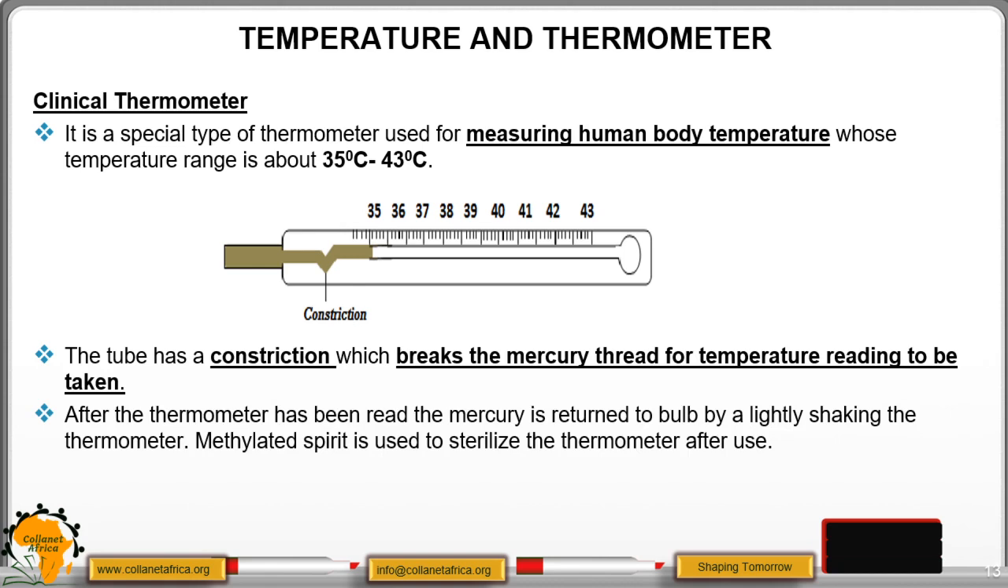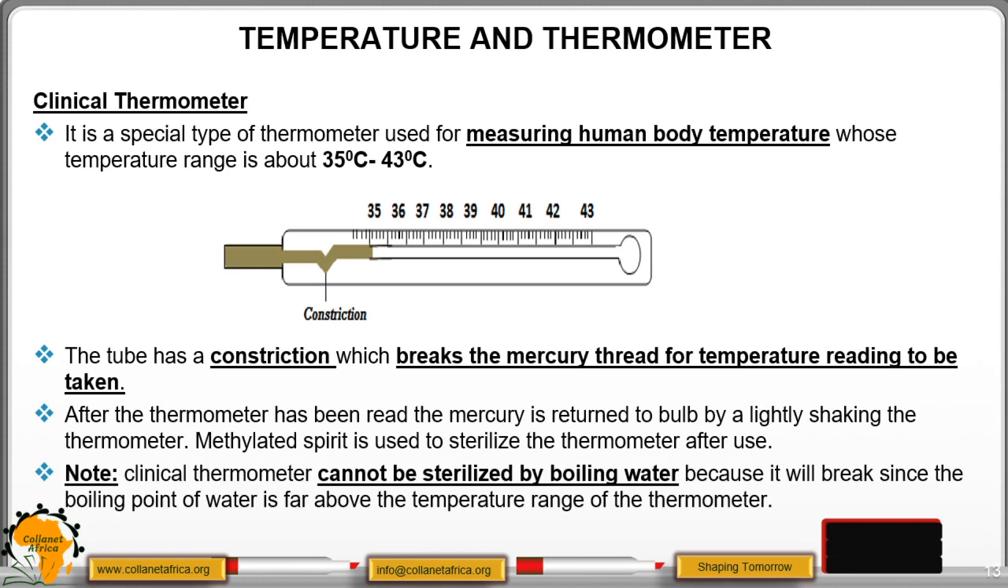Now when you want to clean or sterilize this, we use the mentholated spirit. We cannot use boiling water to sterilize because the temperature of boiling water is very high. It is at 100 degrees Celsius, and therefore when you use it to sterilize, you are going to destroy your thermometer. Remember, the range goes up to 43 degrees Celsius.